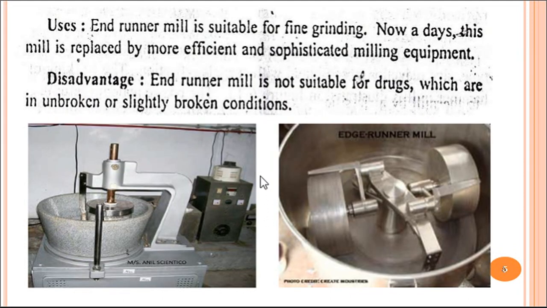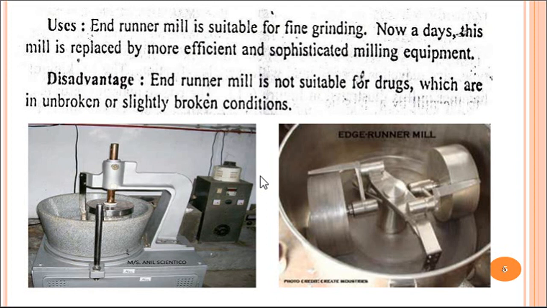We can define this for the end runner mill. When we talk about the uses, it is highly suitable for fine grinding. Even material which is a very large cube, depending upon the size and capacity of the steel bed, can be cut down into appropriate size. Nowadays this mill has been replaced by more efficient and sophisticated milling equipment, for example with a closed cabinet, within which you can carry out your operation, so the dust and other contaminants cannot enter your size reduction.